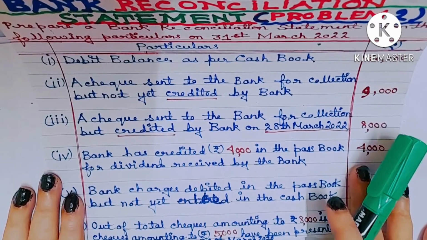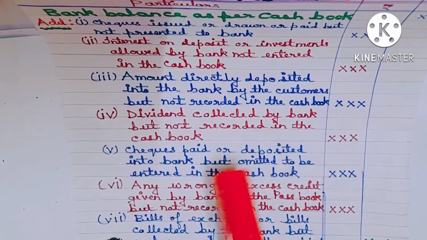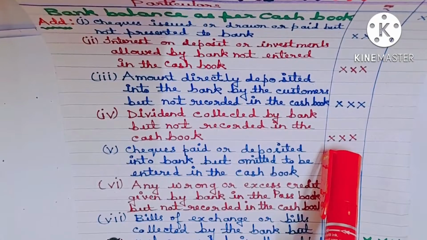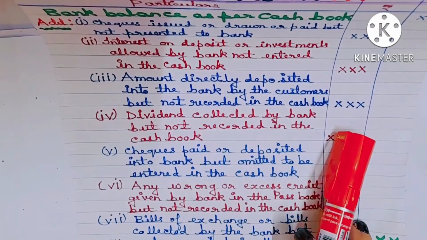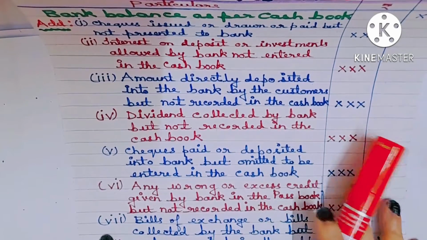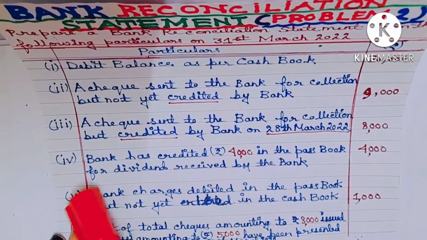So let's go through the chart. See, number 4. Dividend collected by bank but not recorded in the cash book. So we should add this transaction. But we need to understand why we are going to add this transaction. So let me make you understand through rough work first. Okay? Let's go through the transaction again.